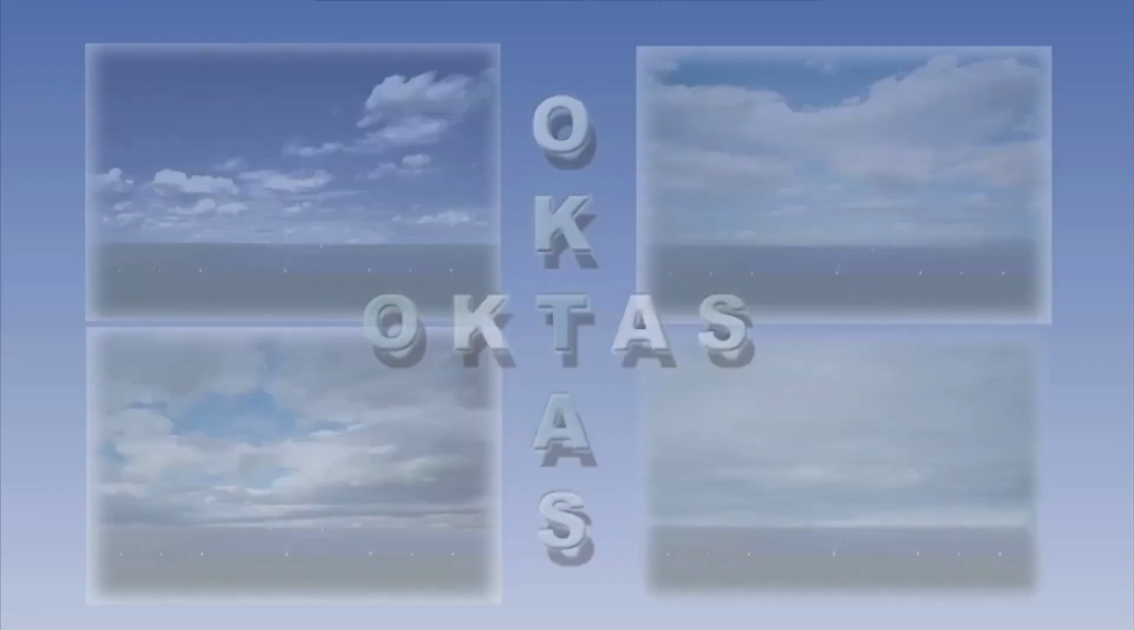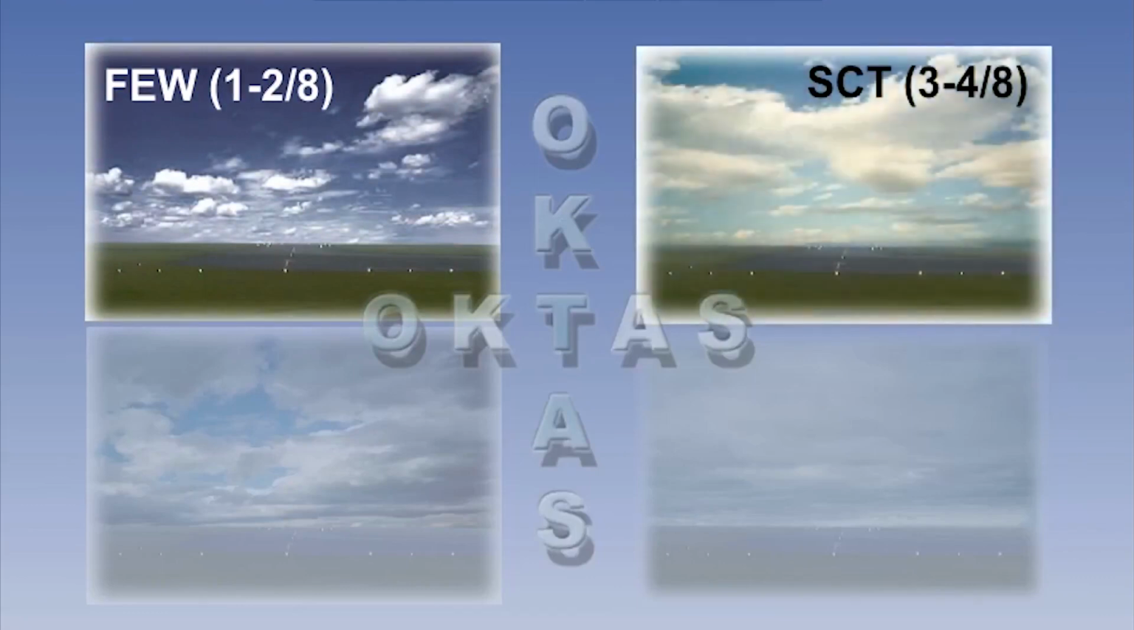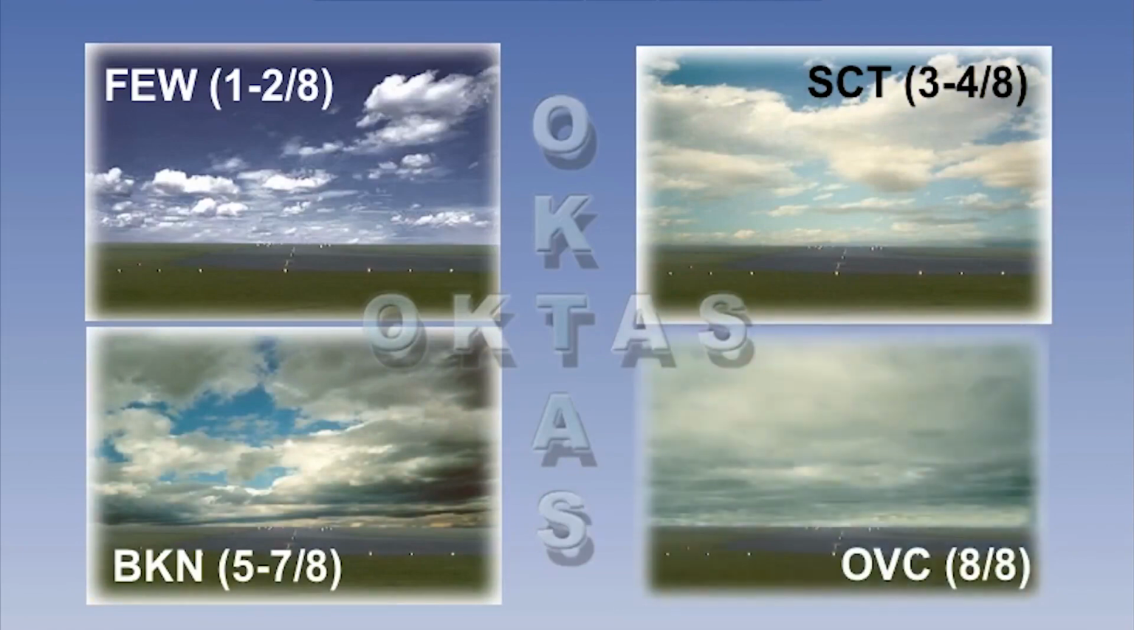Cloud is the next information in the METAR. There are several cloud prefixes which are used to describe the amount of cloud in each layer. The sky is roughly divided into eighths, sometimes called octaves, and, depending on the cloud coverage, may be called few, meaning 1 to 2 eighths of cloud, scattered, meaning 3 to 4 eighths, broken, 5 to 7 eighths, or overcast, meaning complete cloud coverage, 8 eighths.